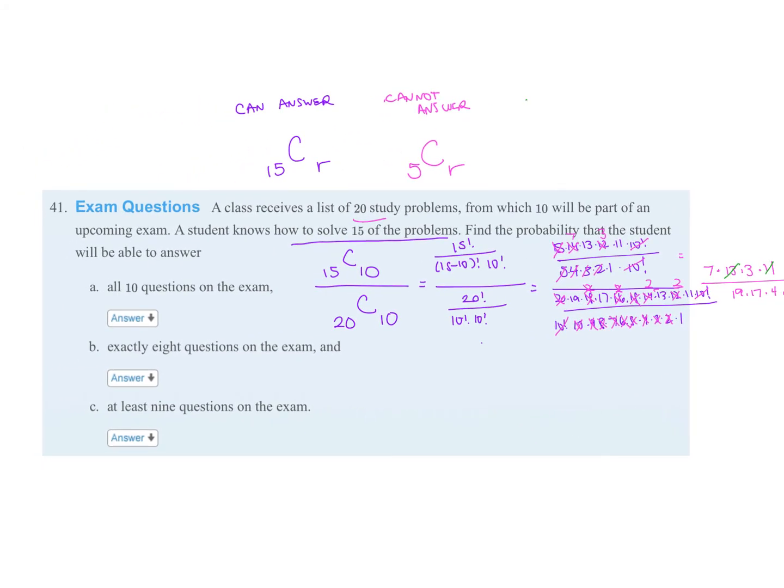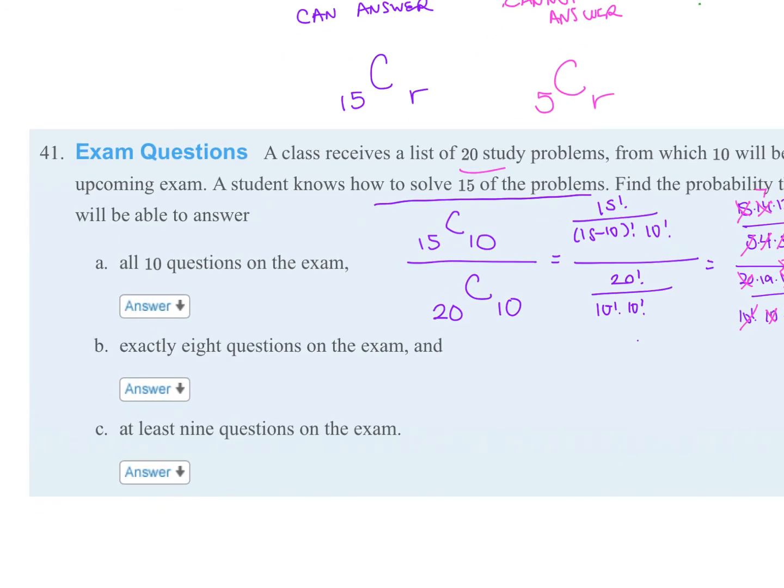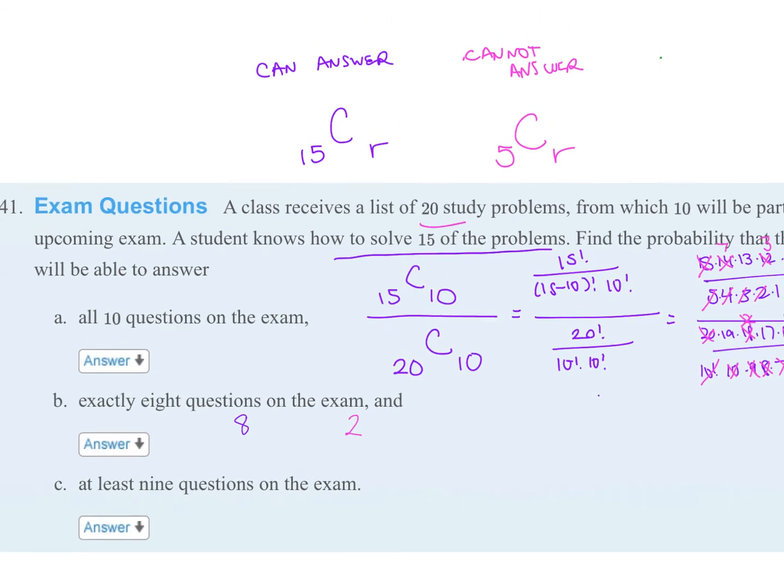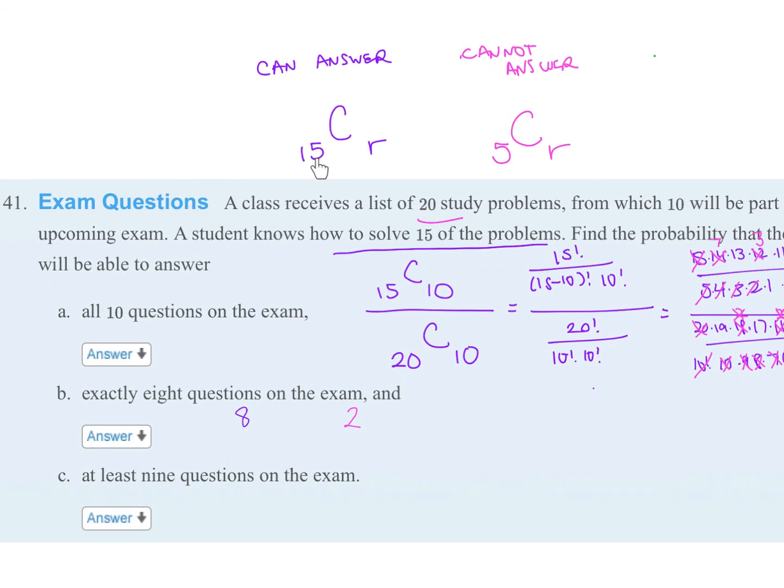Now let's look at exactly 8 questions on the exam. So that means they can answer 8. That means they cannot answer 2. So the exactly 8 questions is going to come from the first 15 choose R. So they can answer 8, so it's going to choose 8 out of that 15. So 15 choose 8 because they can answer 8 of them. Now they cannot answer 2 of them, so that's going to come from this pool here. So times 5 choose 2 all over the total, which is 20 choose 10.